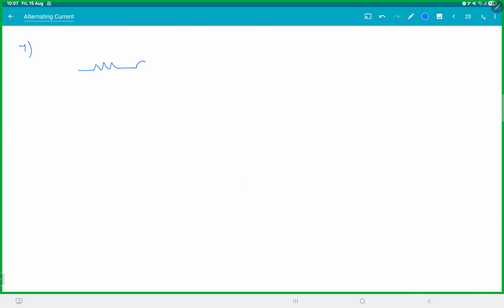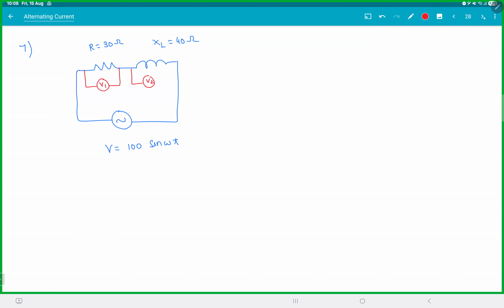Let's say we have a resistor and an inductor. Let's say resistance is 30 ohms. XL is 40 ohms. Connected to a battery. V is equal to 100 sine omega t. And let's say you connected a voltmeter V1 across this, V2 across this. And this is the current. Find the current as function of time t, VR as function of time t, VL as function of time t, and the reading of the voltmeters.